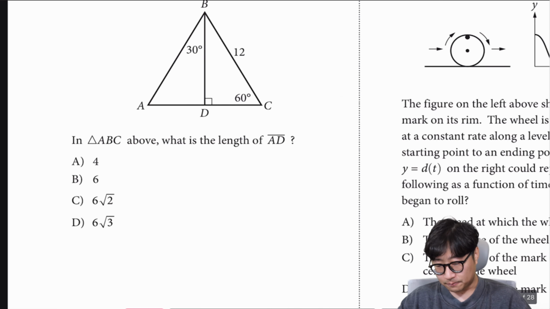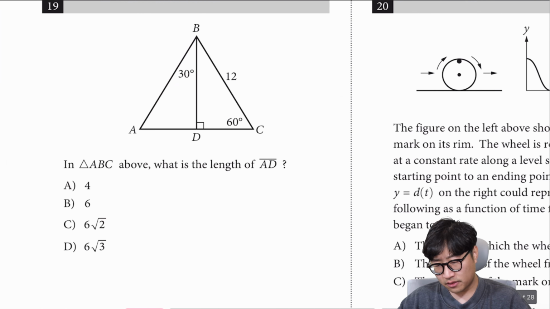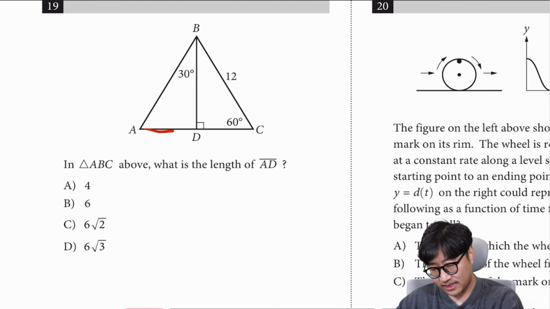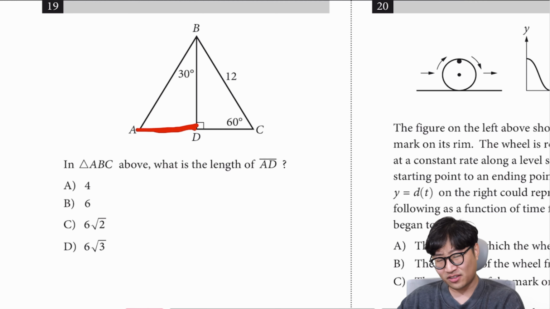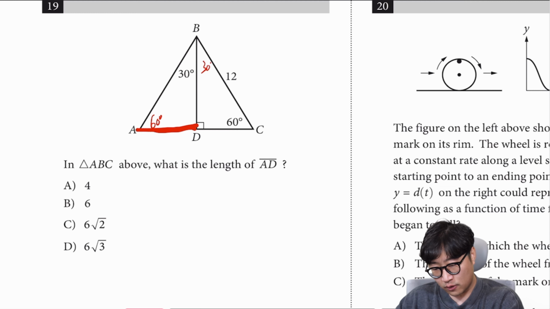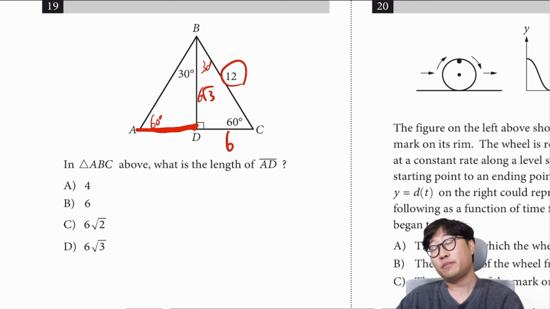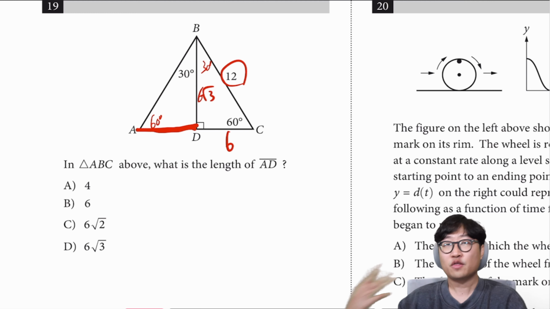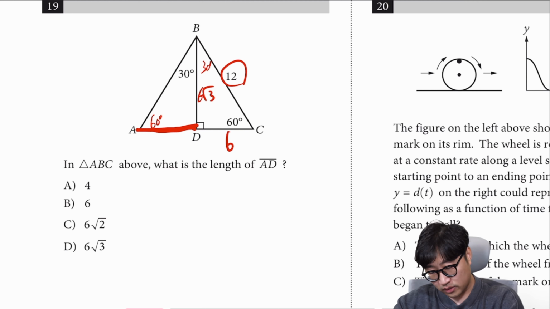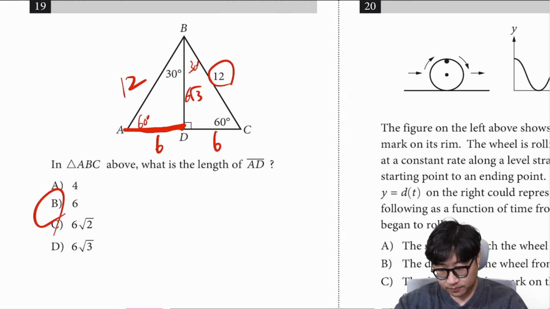All right, number 19. ABC above, what is the length of AD? AD is right there, and I want you guys to see that this is a 30, 60, 90 triangle. 30, 60, 90 over there, 30, 60, 90 over there. So if that's a 12, that's a 6, according to the front of the packet where they give you the 30, 60, 90. So that would be 6 over here, and then 12 over there, so AD would just be 6.